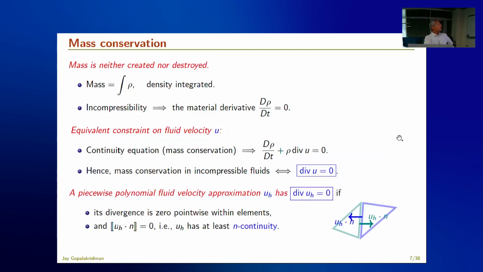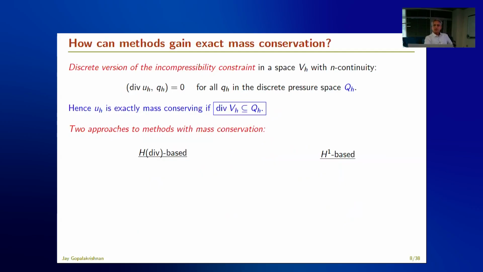Okay, so the discrete version of the incompressibility constraint in any space which minimally has this normal continuity would be an approximation of the equation divergence of u equals zero, and typically it takes this form: divergence of the discrete velocity integrated against anything in the pressure space is zero. So almost all finite elements have some version of this for Stokes. So you immediately see that u_h is exactly mass conserving if the divergence of the velocity space is contained inside the pressure space.